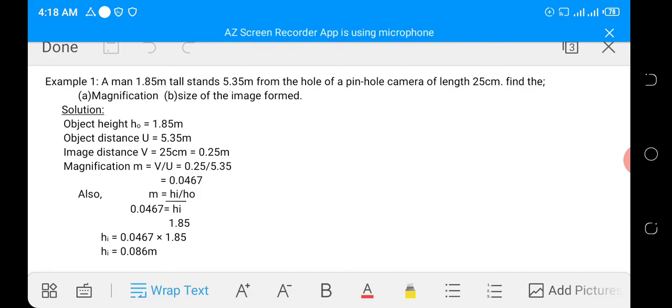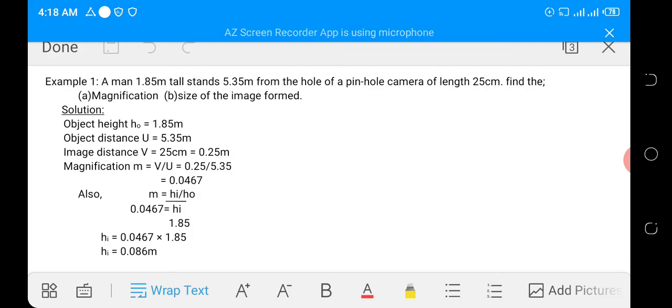Example 1. A man 1.85 meter tall stands 5.35 meter from the hole of a pinhole camera of length 25 centimeter. Find A, the magnification, B, the size of the image formed. Solution. From the question, object height HO is 1.85 meter, because the man here is the object and the height of the man is 1.85 meter. Object distance U from the pinhole is 5.35 meter.